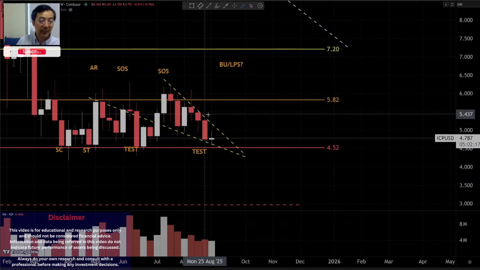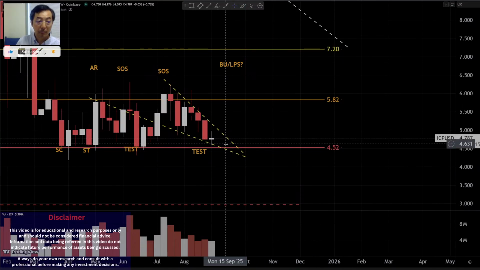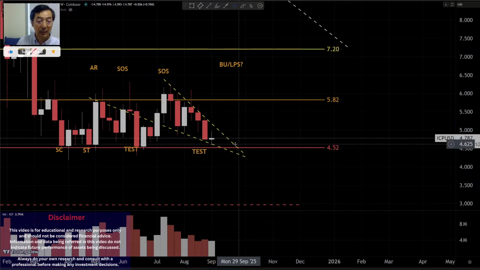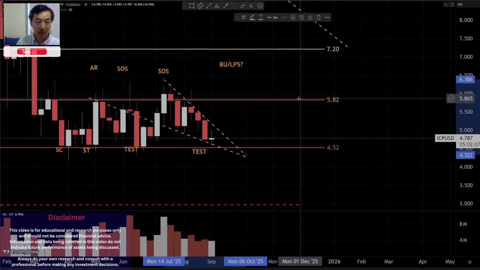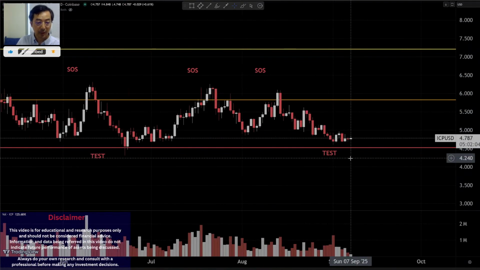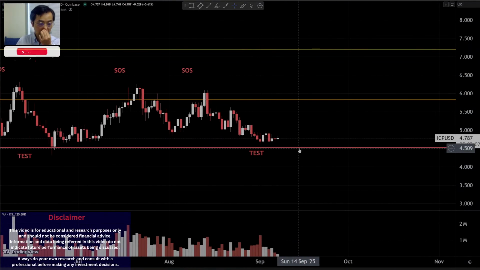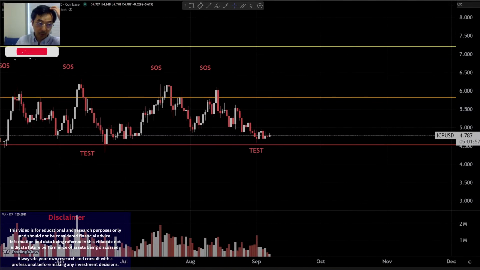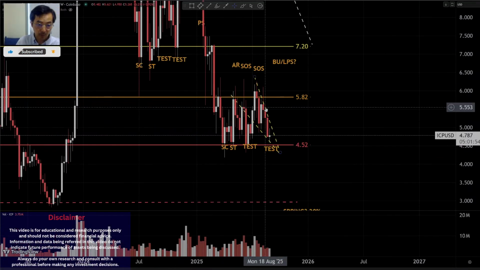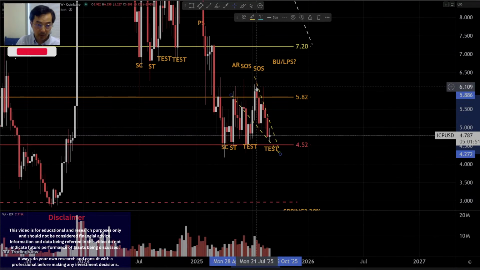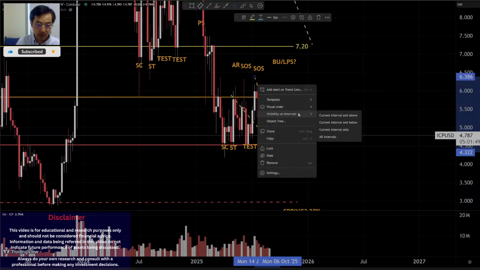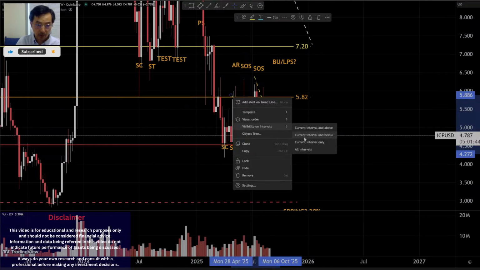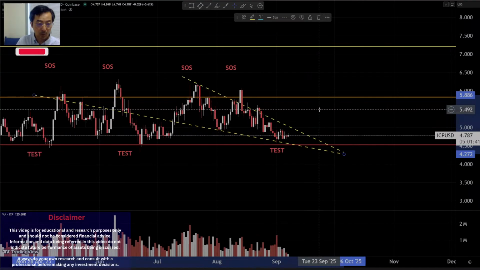So that's one indication we can put in. May not be the most definitive, but still kind of adding value to what we're trying to see. So I'm trying to think whether I should add into here, because it can let you see clearer what's going on in the daily when we add these lines. So current interval and below. Okay, so that's where it goes.